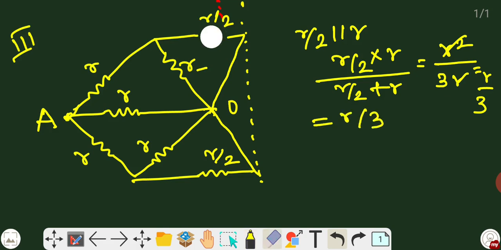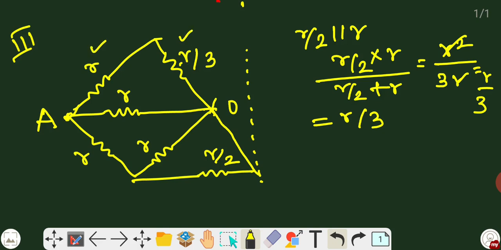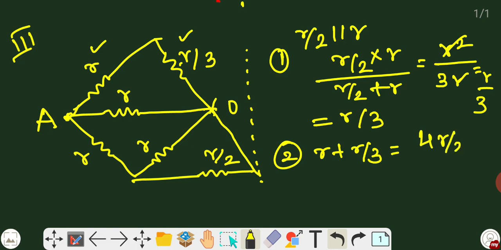So now I will delete this one and write here R by 3. Okay, now again this R by 3 and this R are both in series. So that is the first point, and again the second point, that is R plus R by 3, so that is 4R by 3. So now again we'll make a collective one, so that is here 4R by 3.